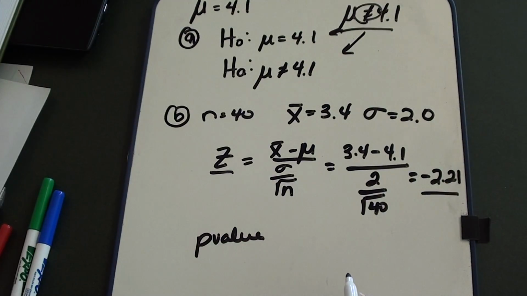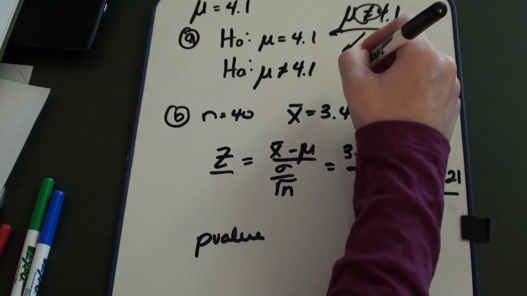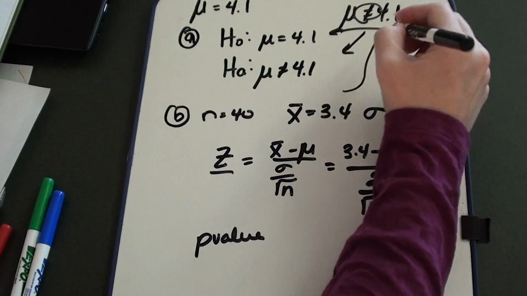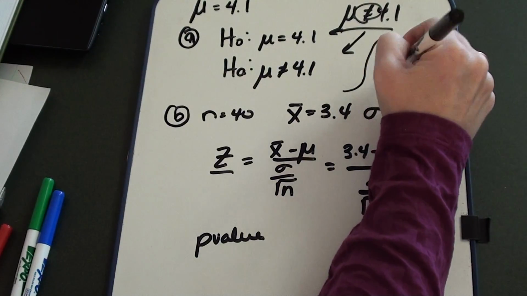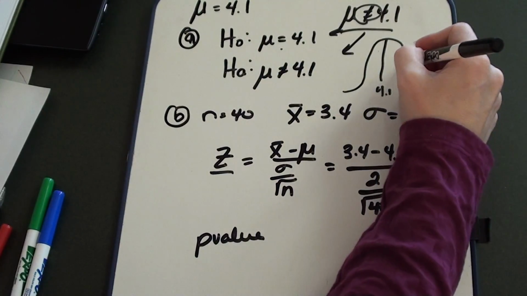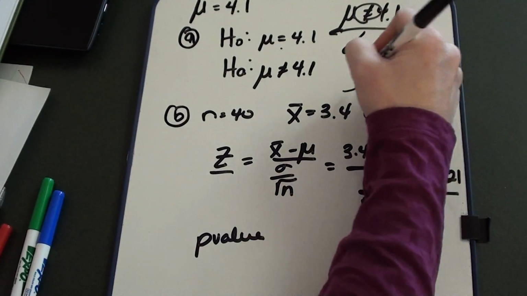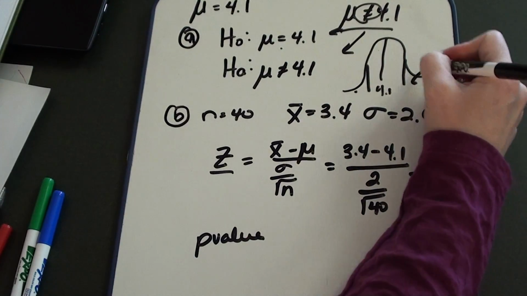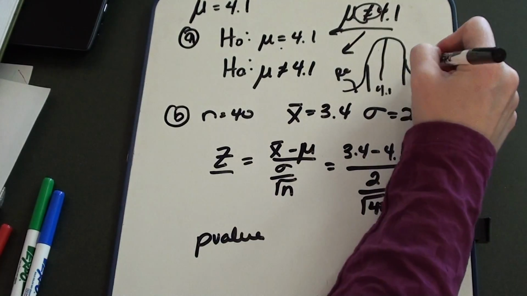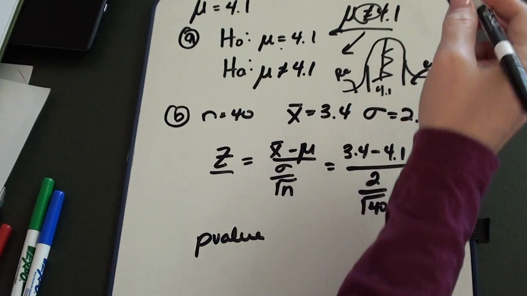There are several ways you can do that, but we're just going to use Excel. And because this is a two-tailed test, if you were to draw your distribution, here's your mean of 4.1. We want to know if it's equal to, so it can't be greater than, and it can't be less than. So we have two little tails here. These are our two little rejection regions, and our acceptance region is here in the middle.